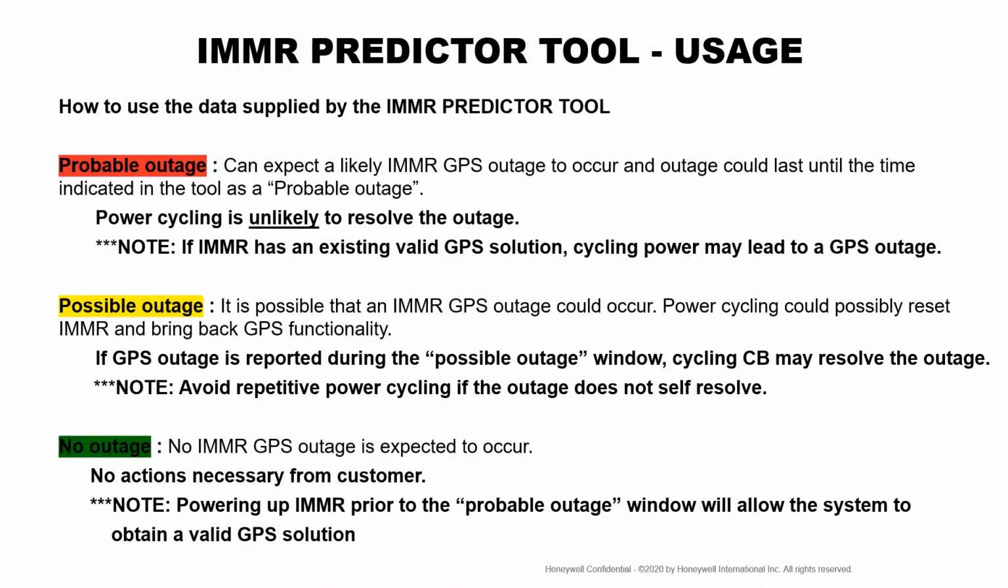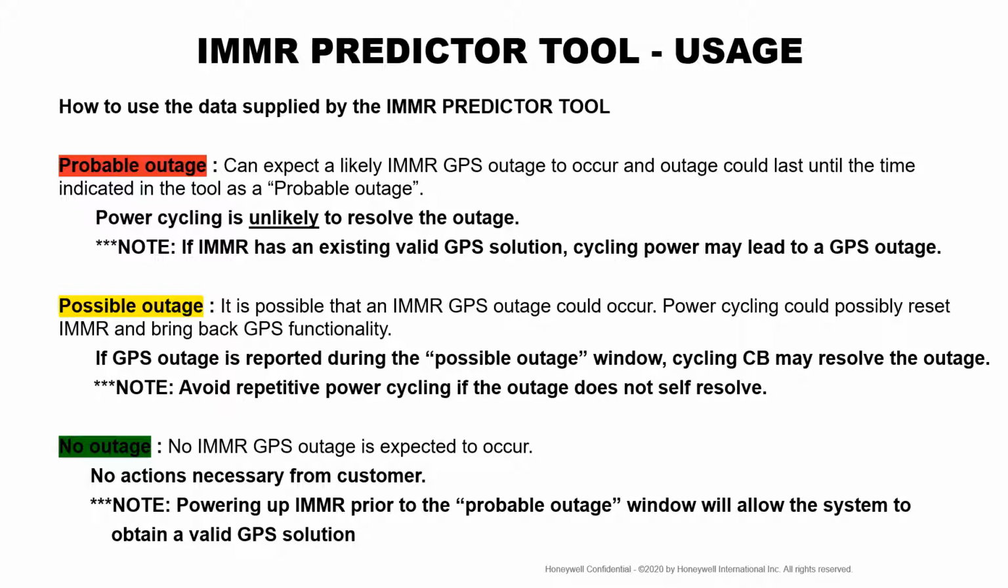How do you use the data supplied by the IMMR Predictor Tool? As indicated, a red is for stop, a yellow is to exercise caution, and a green is good to go. A red indicated probable outage. You can expect a likely IMMR GPS outage to occur, and the outage could last until the time that the tool indicates a probable outage. Power cycling is very unlikely to resolve the outage. And please do note that if your IMMR has an existing valid GPS solution, cycling power may lead to a GPS outage.